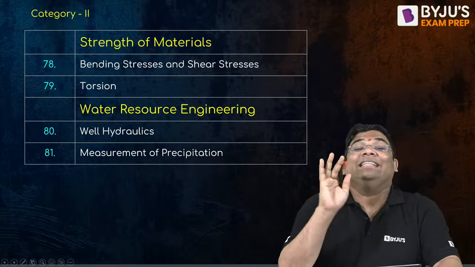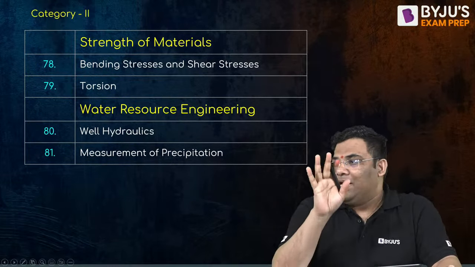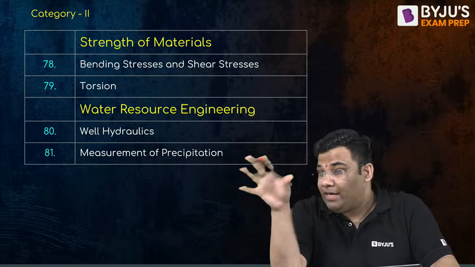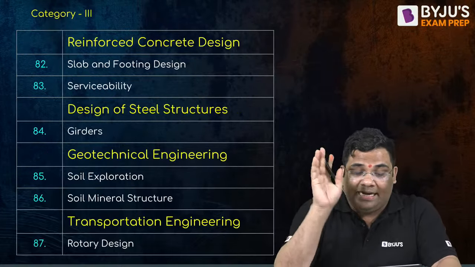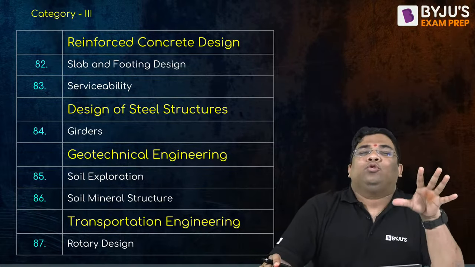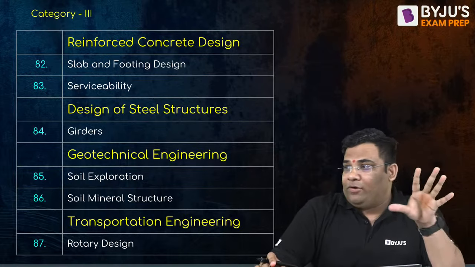Now we'll go to category 3. Category 3 means, after you complete category 1 and category 2, you should be going to category 3. Very important. In category 3, we have slab and footing design. Very few questions are asked in GATE from slab and footing design.